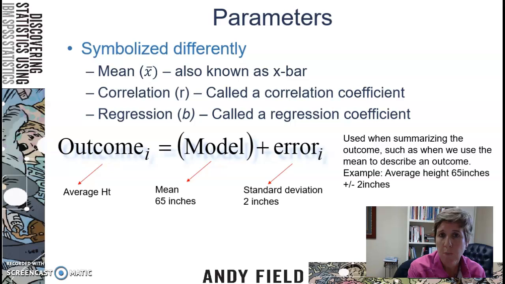Because you're not going to perfectly measure a person's height, but that mean of 65 inches is representing the outcome of the average height of people at Hardin-Simmons or females at Hardin-Simmons or whatever it is with an error of 2 standard deviations. So in this particular model, I'm not predicting anything. I'm not using any variables to predict.